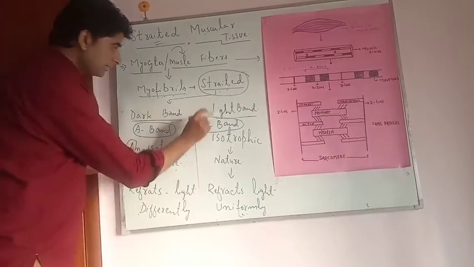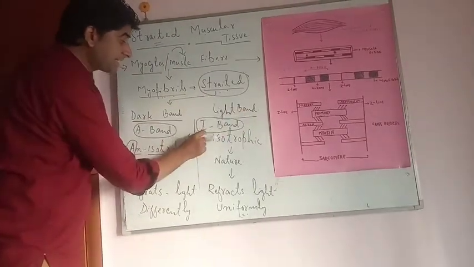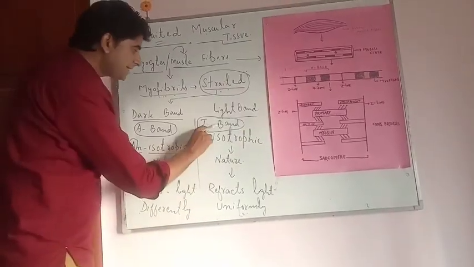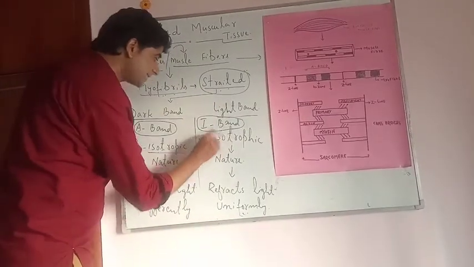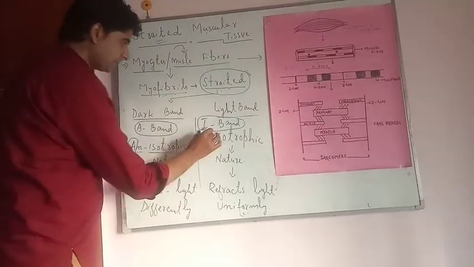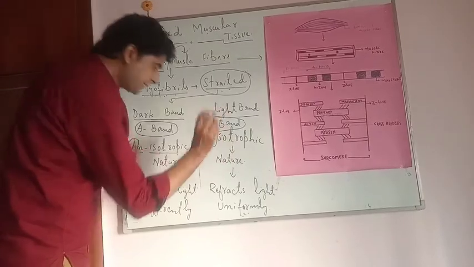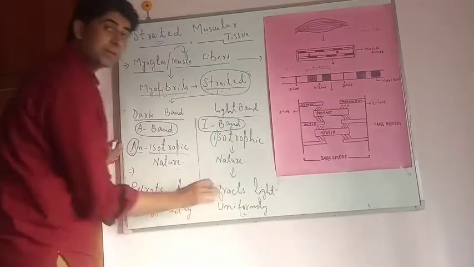Whereas the light band is also termed as I band. Light band is also termed as I band. I band इसलिए because it is isotropic in nature. It is isotropic in nature. उसका मतलब हुआ it refracts the light uniformly in all planes.